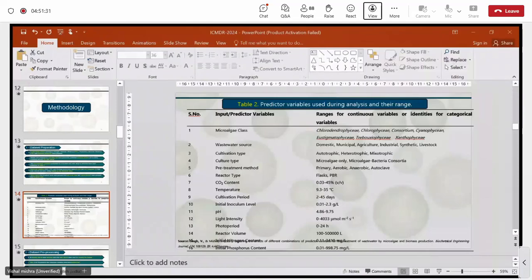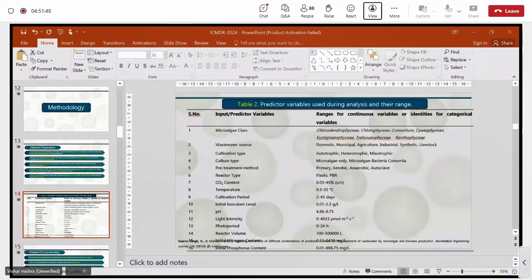Then the reactor type is either flask or PBR. The CO2 content we tried to maintain in a range of 0.03 to 45%, and temperature 9.3 to 35. Then these are the other predictor variables: cultivation period, initial inoculum level, pH, light intensity, photoperiod, and reactor volume.